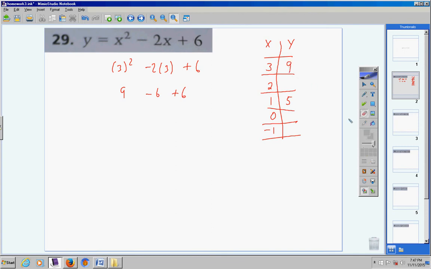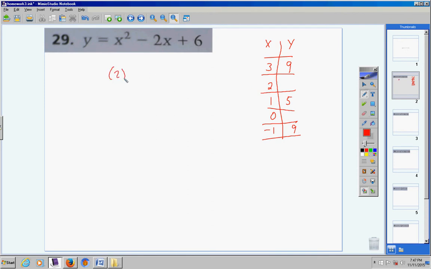Now, here's what I like to do. I go to my bottom value next because I have a whole number right here. This -1 should also give me a 9 like the 3 did. So I'm going to see if -1 gives me a 9. If it doesn't, I might have made a mistake with my vertex. Let's see what happens here. Put a -1 there. -1 times -1 is +1. -2 times -1 is +2. So +1, +2, +6. Bingo. +9.